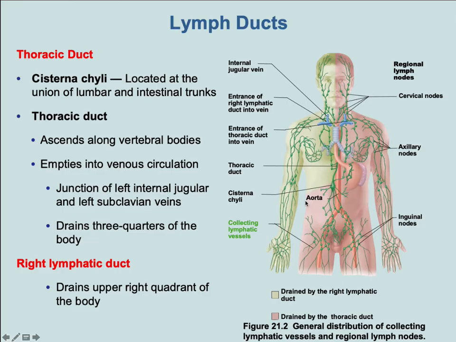Eventually, these lymph trunks will merge and drain into lymph ducts. There are two major lymph ducts that we're going to talk about in this class. Well, there are two major lymph ducts, period. The most important one is the so-called left-sided lymphatic system, which is the thoracic duct. The thoracic duct begins in the lower half of your body.